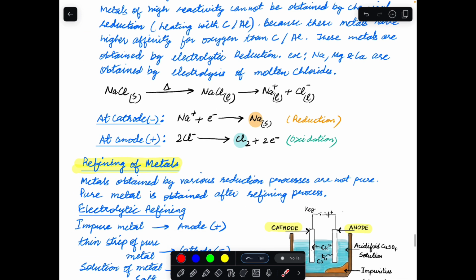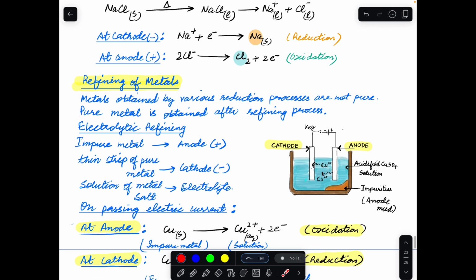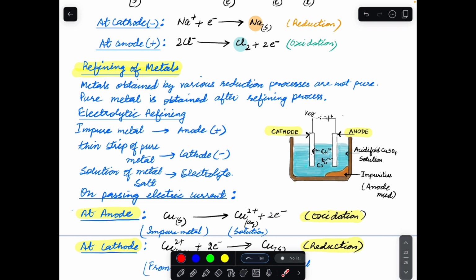Now next is refining of metal. We have obtained metal either by thermal reduction, chemical reduction, or electrolytic reduction. Now this metal is sometimes impure. It has some impurities, therefore we have to clean it. This cleaning process we call refining of metal. So metals obtained by various reduction processes are not pure. Pure metal is obtained after the refining process, and this is by electrolytic reduction.